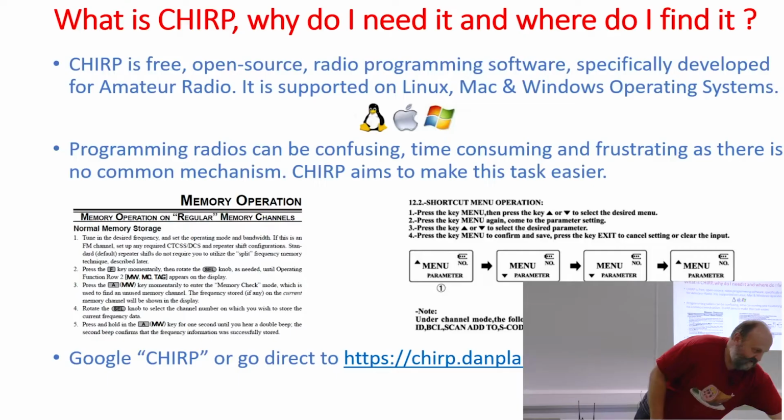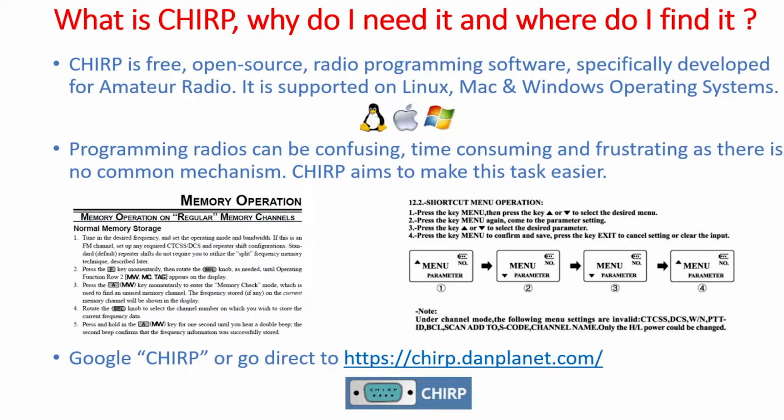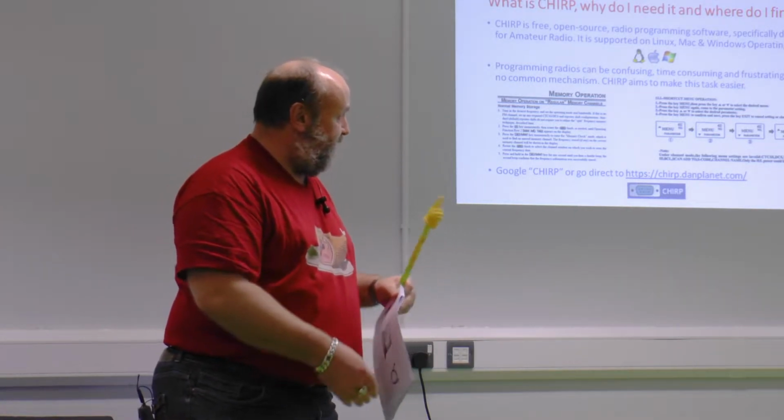So where do you get it from? You can Google CHIRP, or you can go directly to chirp.danplanet.com, and that will take you to the website where you can get it from. The thing to look out for is the CHIRP logo. So that's basically where you can download it from.